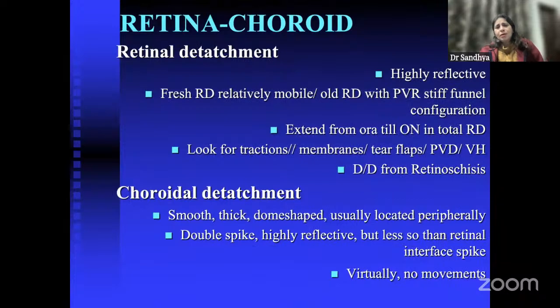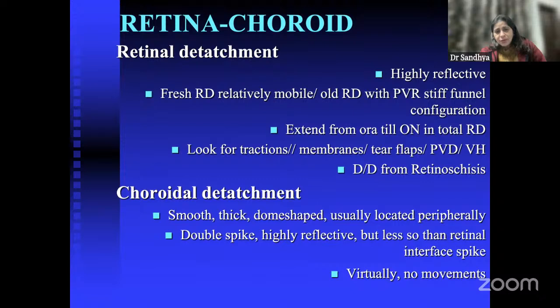So retinal detachment is a highly reflective membrane. A fresh RD will be relatively mobile, whereas an old RD with PVR changes will be a little stiff and a little immobile. It will extend from the ora. If you see the extent, it will extend right from the ora till the optic nerve head. Then you have to look for tractions, any membranes, any tears or flaps, and you also have to differentiate from a retinoschisis.